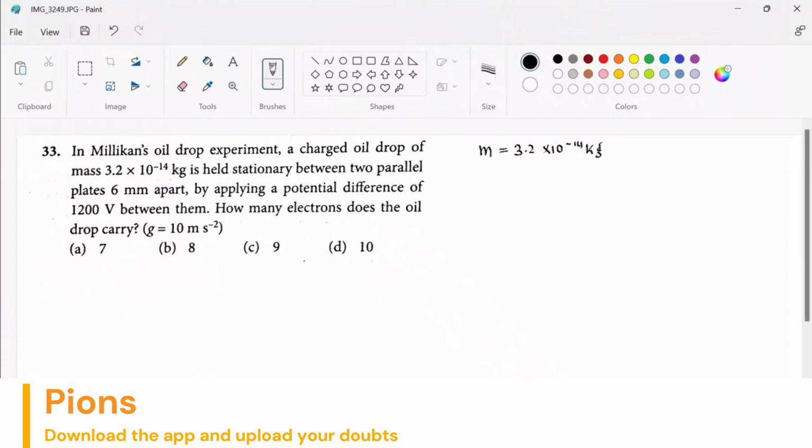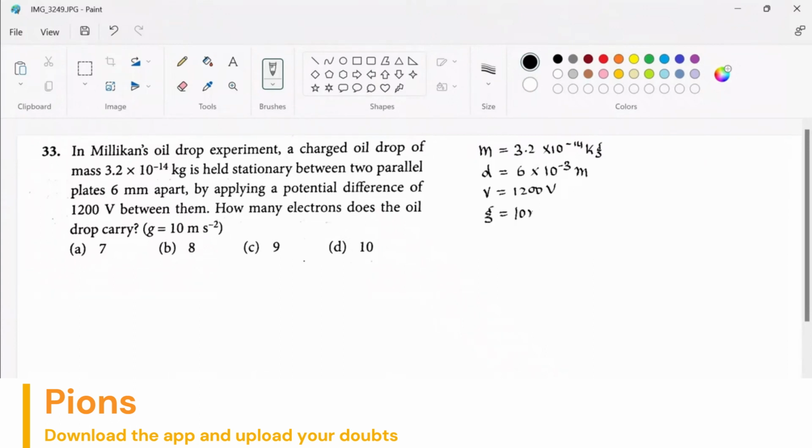Okay. So two parallel plates, which are distance between the plates is 6 millimeters. So I am converting here itself into meters. Apart, by applying a potential difference of voltage, here is 1200 volt between them. How many electrons does the oil drop carry? Take the value of g as 10 meter per second square.